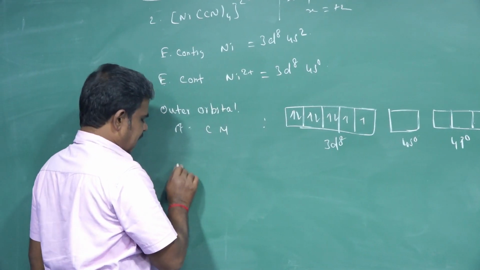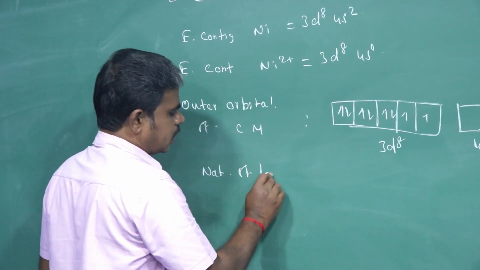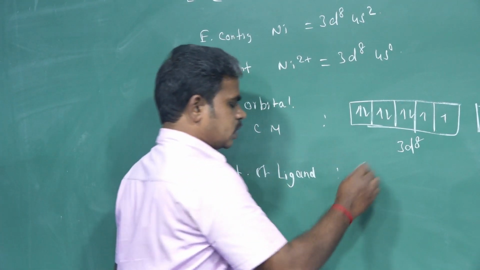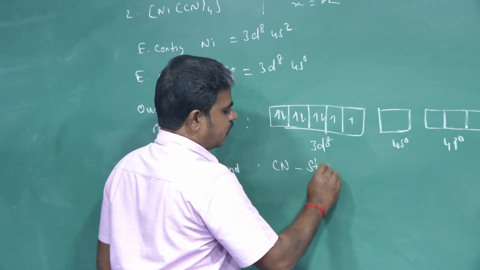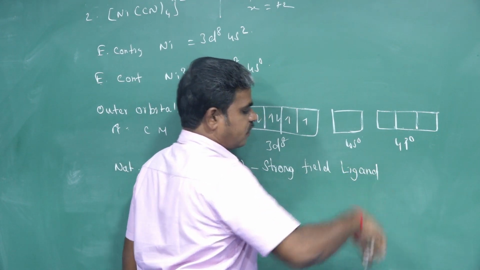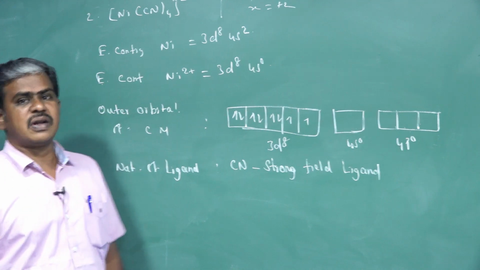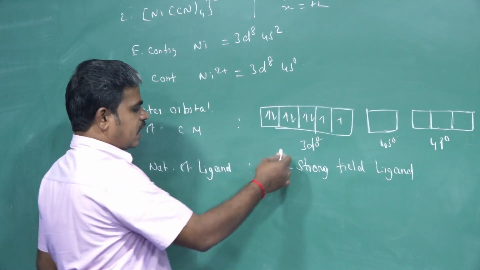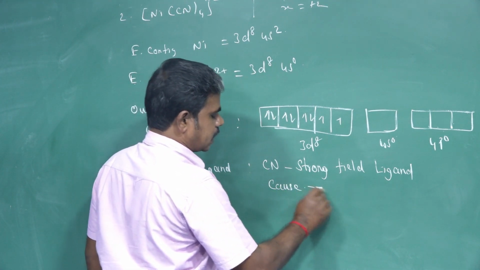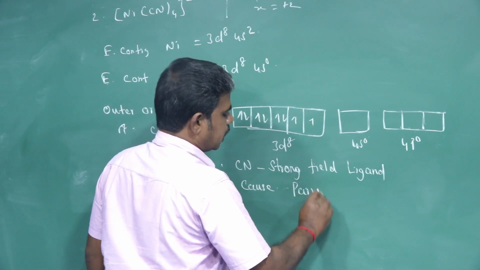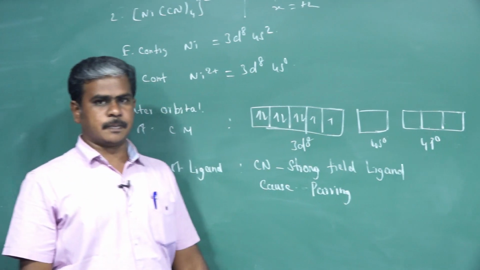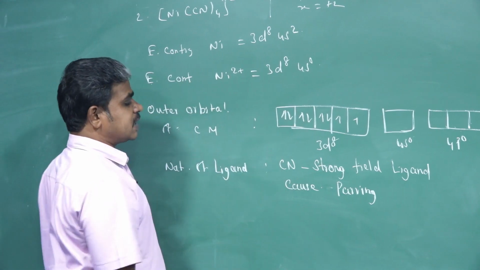Now we may take the nature of the ligand. What is the nature of the ligand? Is it a strong field ligand or a weak field ligand? We want to find out. Here CN is a strong field ligand. Now what happens when a strong field ligand is present? When a strong field ligand is present, it causes pairing. So the electrons will be paired up.